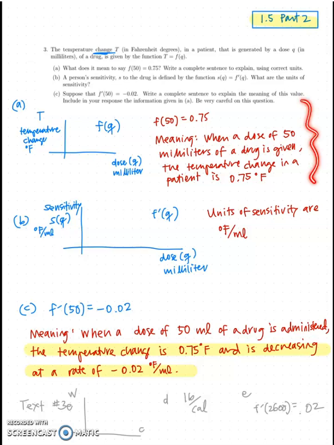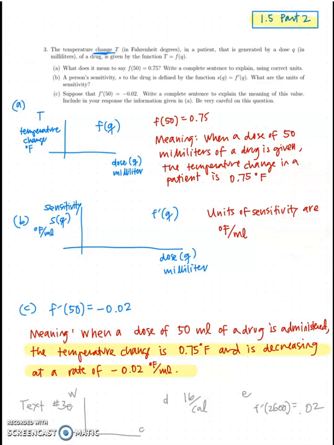Most of you got this part correct, that f of 50 equals 0.75 means when a dose of 50 milliliters of a drug is given, the temperature change in a patient is 0.75. So their temperature, if they were at 98, they're now going to be at 98.75. This is the temperature change after that 50 milliliters is given.